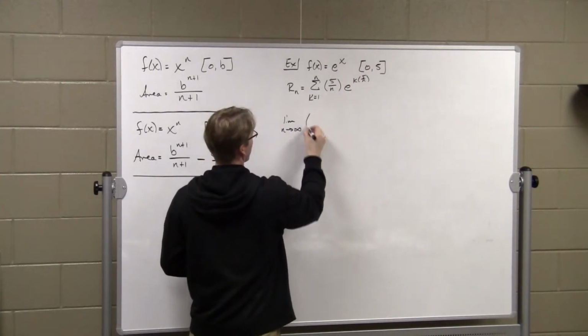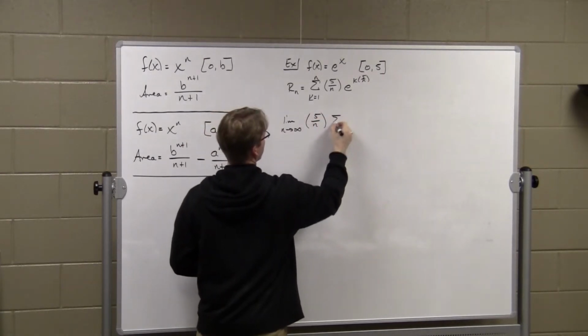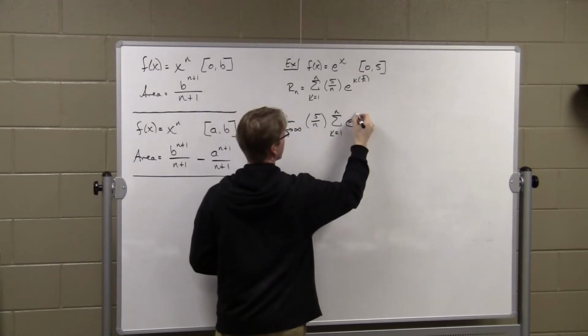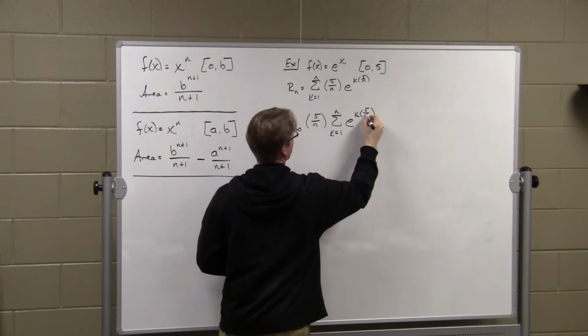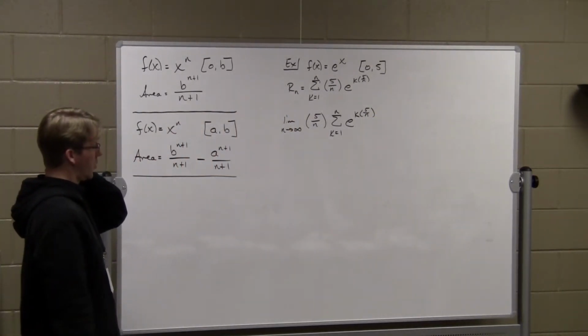Let's see here, we can pull out the 5 over n. That leaves me with the sum as k goes from 1 to n of e to the k times 5 over n. All right. Go.